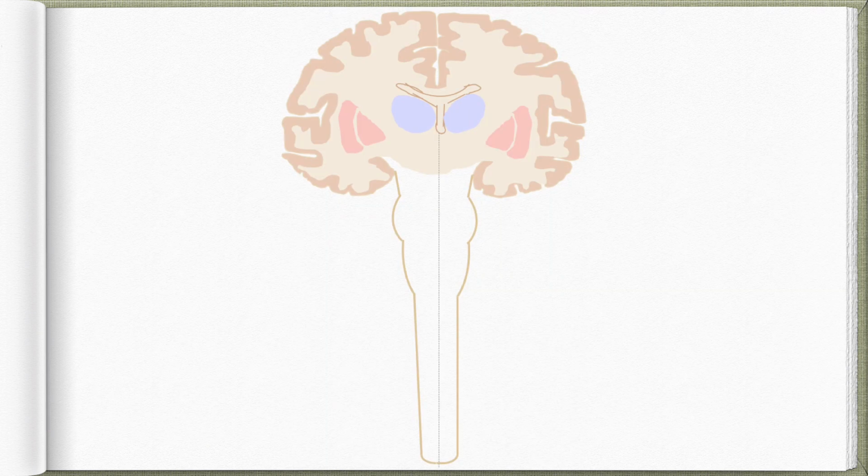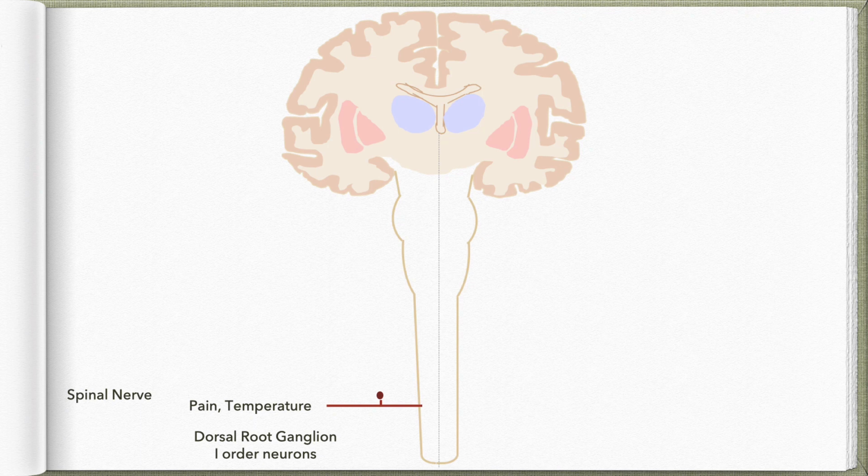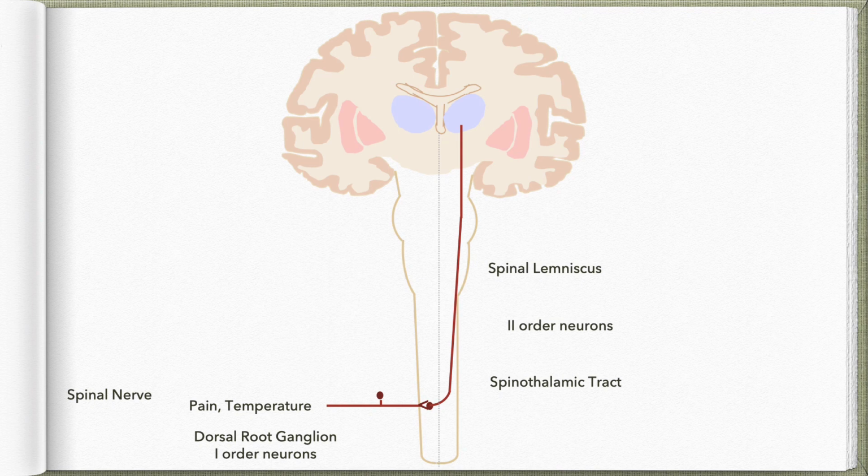So let us see the pathways. Sensory information from trunk and limbs is carried by the spinal nerves of various segments. Those fibers which carry pain and temperature modalities have their first order neuron in the dorsal root ganglion of the respective spinal segments. These fibers relay their impulse to the second order neurons located in the dorsal horn of the spinal cord at the same level. The axons of the second order neurons cross the midline to the opposite side and ascend as spinothalamic tracts in the spinal cord or spinal lemniscus through the brainstem, and then they reach thalamus.